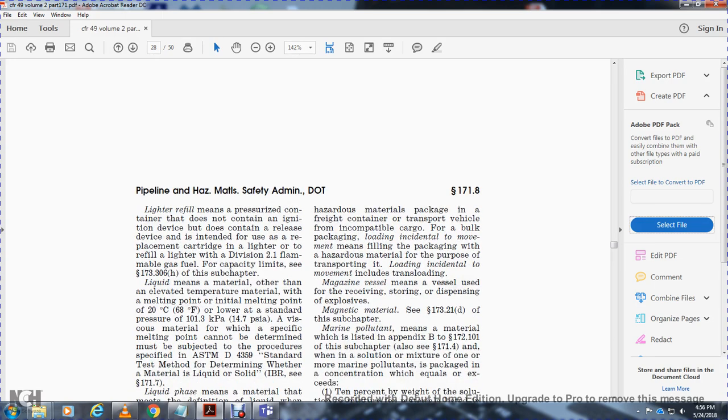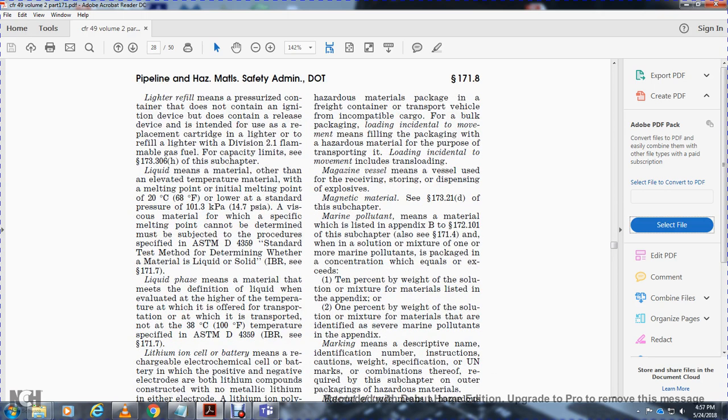Liquid means a material, other than one at an elevated temperature, with an initial melting point of 68 degrees Fahrenheit or lower at a standard pressure of 14.7 psi. A viscous material whose specific melting point cannot be determined is subject to the procedure in ASTM D 4359, the standard test for determining whether a material is liquid or solid. Liquid phase means a material that meets the definition of liquid when evaluated at the higher of the temperature encountered during transportation, not more than 100 degrees Fahrenheit, per ASTM D 4359.